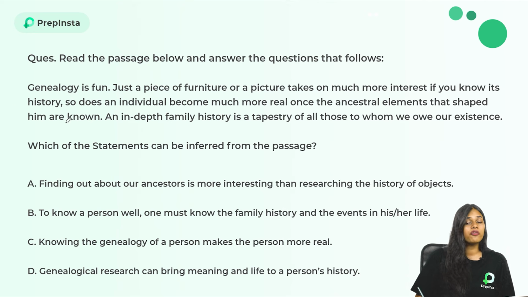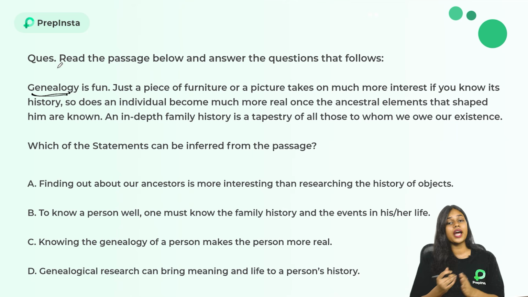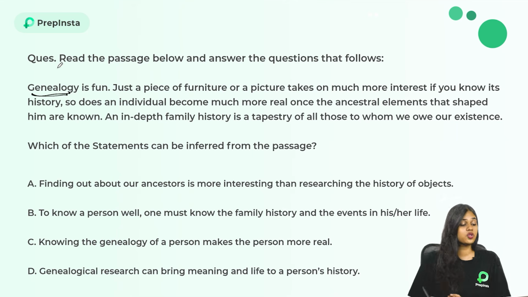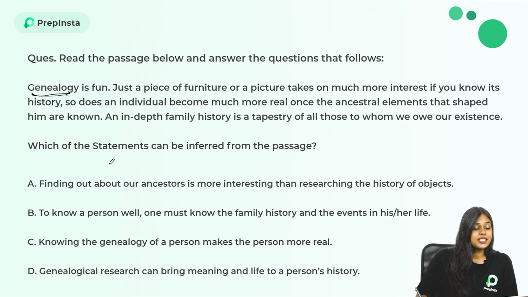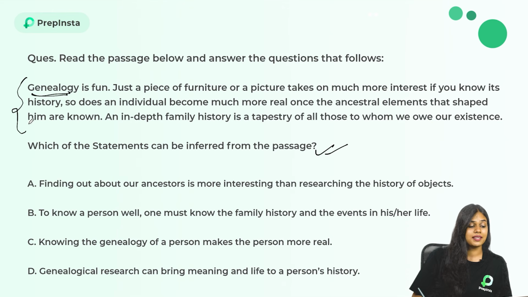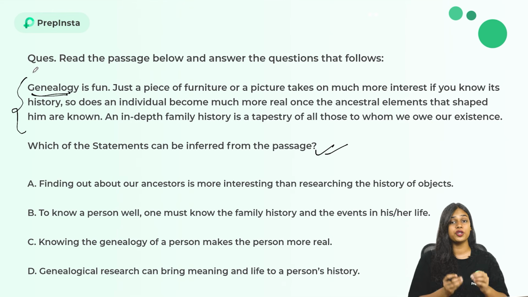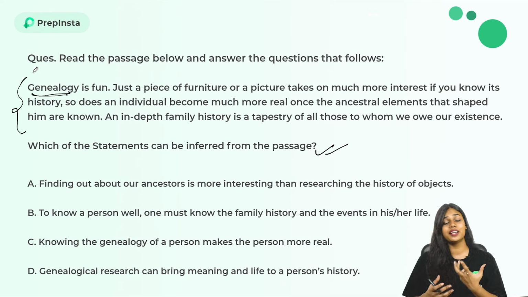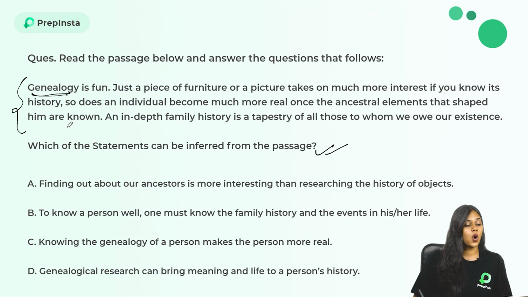So the subject of the passage, or the theme of the passage, is genealogy, and it is described in the remaining lines. All right, so what is the question? Which of these statements can be inferred from the passage? So this is an inferential based question, and it asks us to identify a statement that can be inferred from the passage that is given to us. Since we have already read the passage, we're talking about the term genealogy and how it is related with an individual. Let's go through the options.